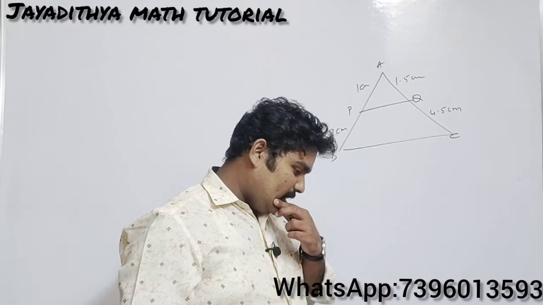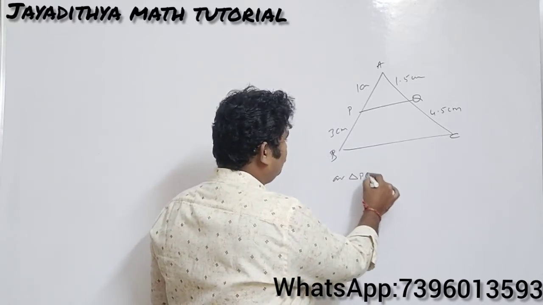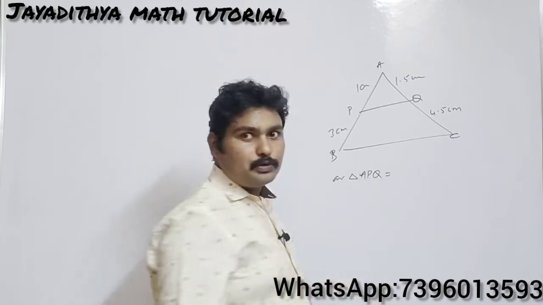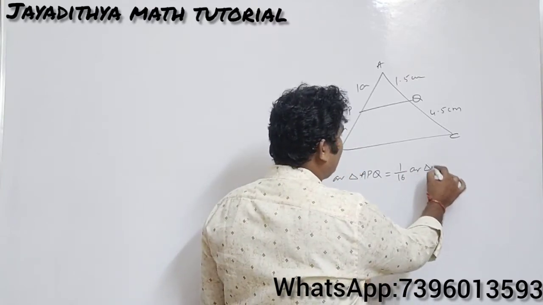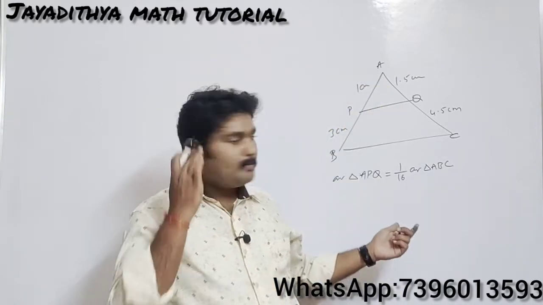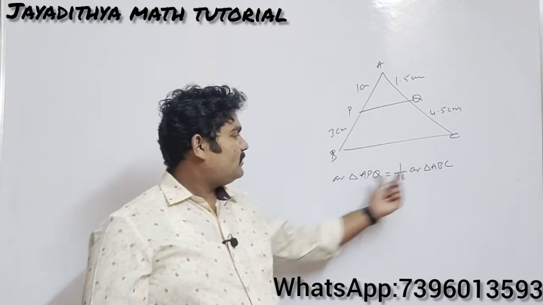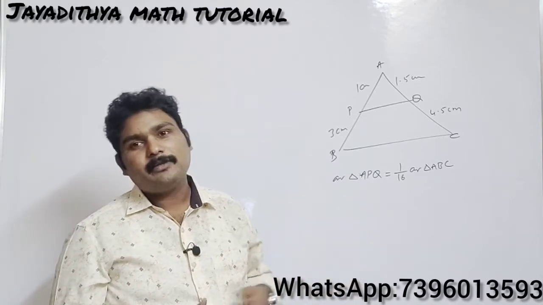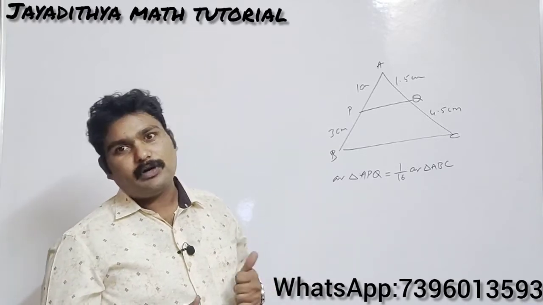What we need to prove here is area of triangle APQ is equal to 1 by 16th of area of triangle ABC. You need to prove that area of triangle APQ is equal to 1 by 16th of area of triangle ABC. So how to prove this one? So here he has given two areas, so you can understand that ratio of areas of two similar triangles will be equal to square of the ratio of their corresponding sides. So you should try to bring out the corresponding sides here.